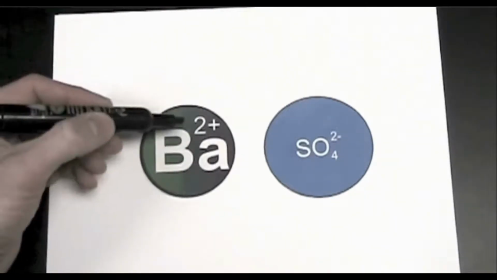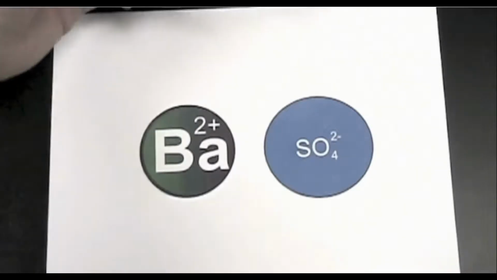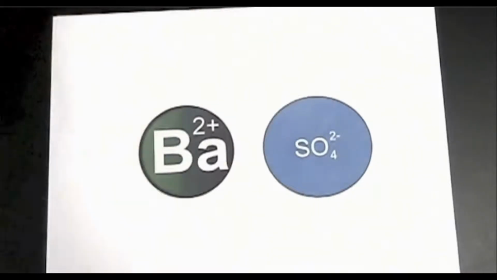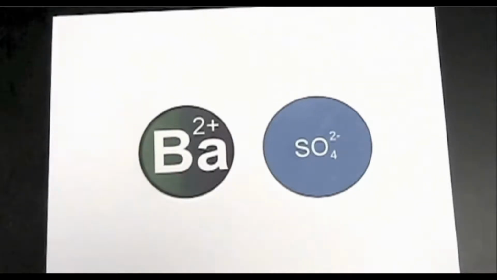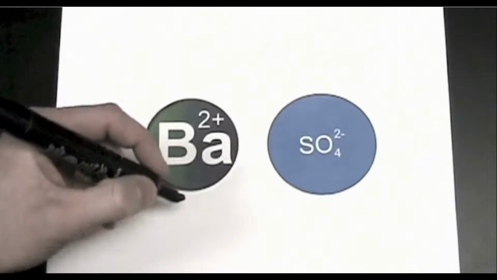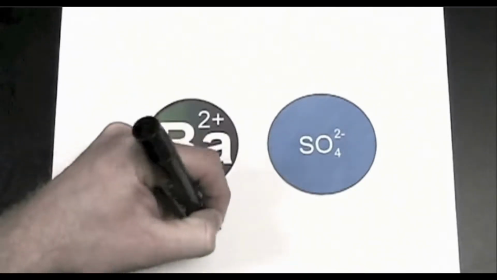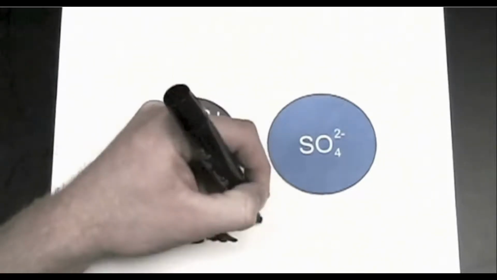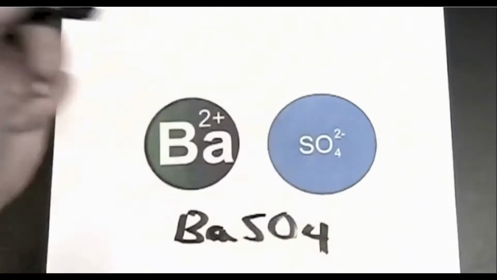Now in this case, barium with its +2 charge and sulfate with its -2 charge, these already add up to 0 in a 1-to-1 ratio, so your formula for barium sulfate is just going to be BaSO4.